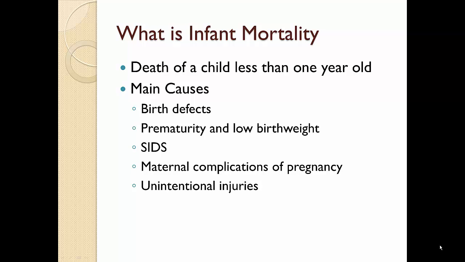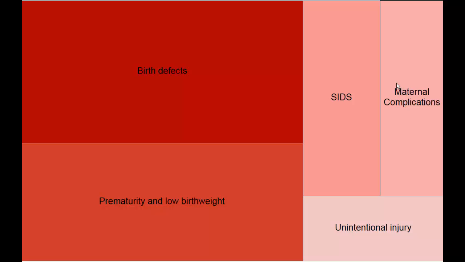The fourth cause is maternal complications of pregnancy. These can include an incompetent cervix, premature rupture of membranes, and multiple pregnancies. And the last one is unintentional injuries, and these include sleep-related deaths like suffocation and others. These factors account for the majority of all infant deaths in the United States.